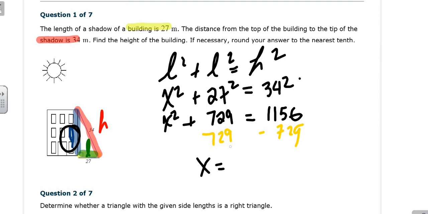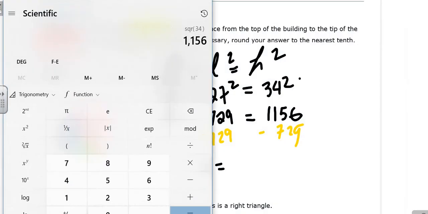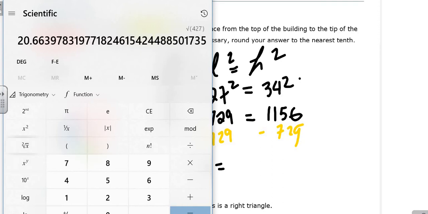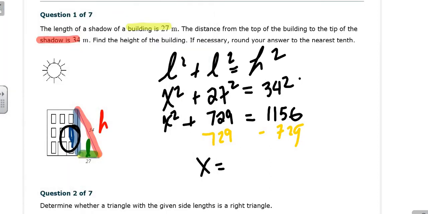So I have x squared equals 1,156 minus 729, and I get 427. Then we're going to square root because we're going to undo the square. So here's our square root, and we get approximately 20.66. Now, because it says round to the nearest tenth, we are going to do 20.7.